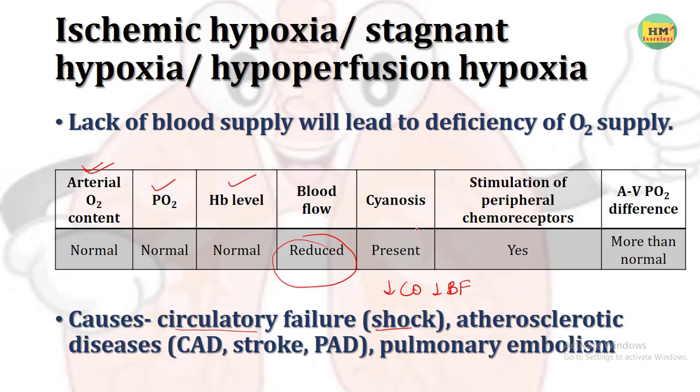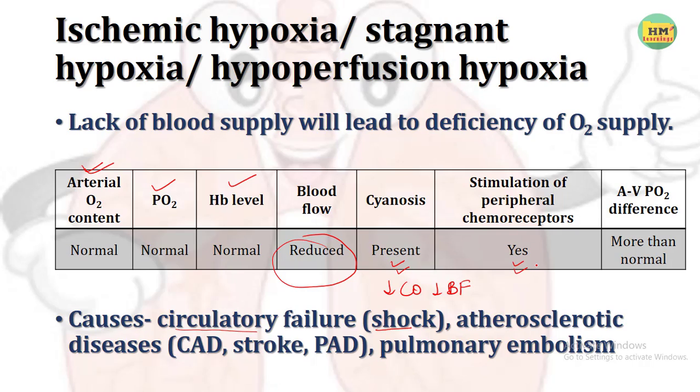Okay, then cyanosis is present in this case. Why? Because there is no blood flow. So there is no blood flow, so definitely what will happen? There will be bluish discoloration. Stimulation of peripheral chemoreceptors will be there because there is no blood flow, so there will be decreased PO2 detected by the cells. There is no blood flow, so what will happen? No PO2 is there, which will be sensed by the peripheral chemoreceptors.